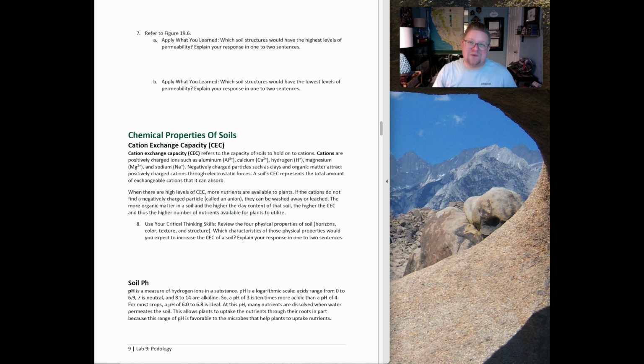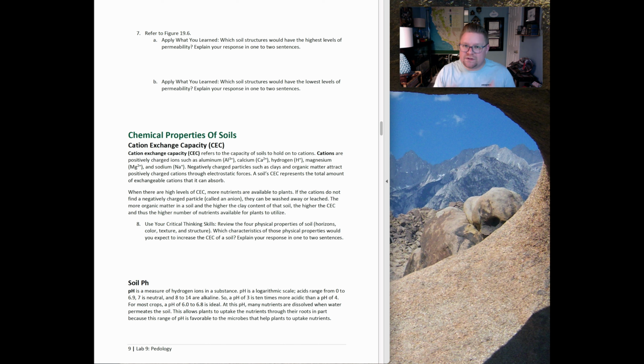Another piece of understanding soils and their properties would be their chemical properties. So we have this here. It's called cation exchange capacity. Cations are positively charged ions such as aluminum, calcium, hydrogen, magnesium, and sodium, and negatively charged particles such as clays and organic material attract positively charged cations through electrostatic forces. A soil's CEC will represent the total amount of exchangeable cations that it can absorb.